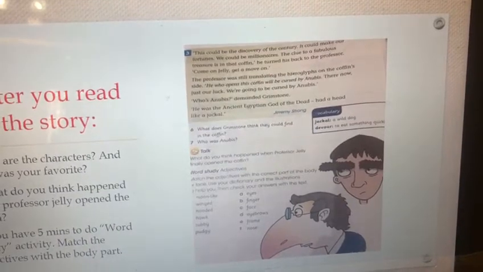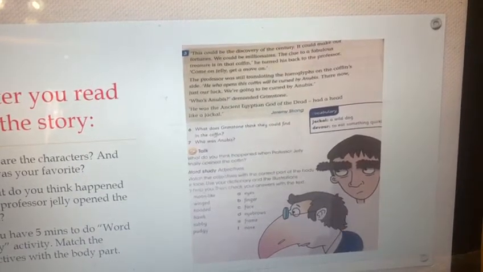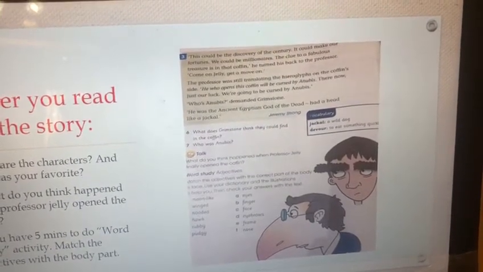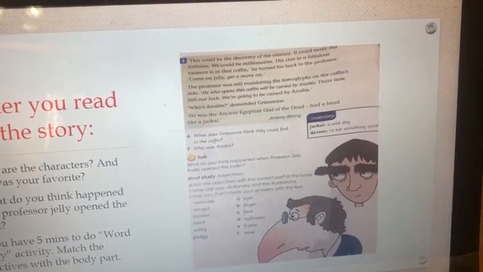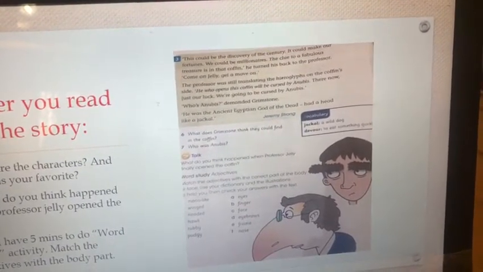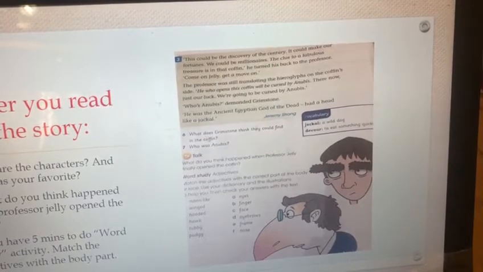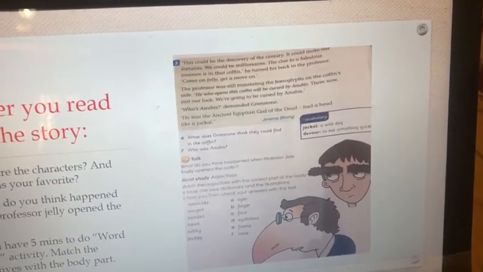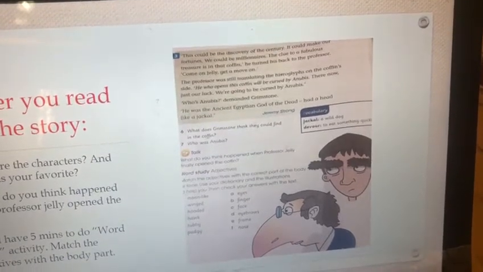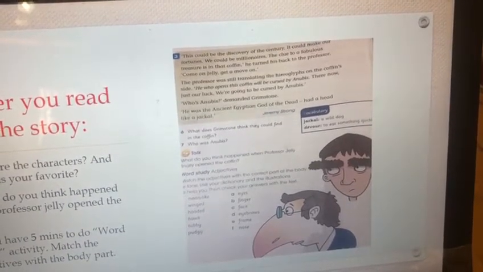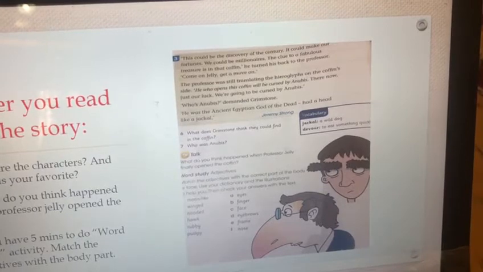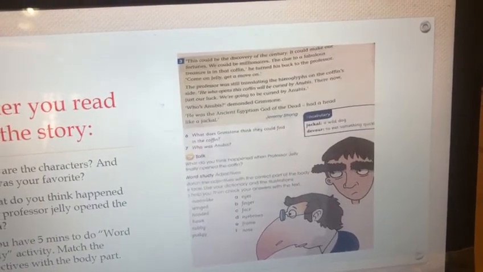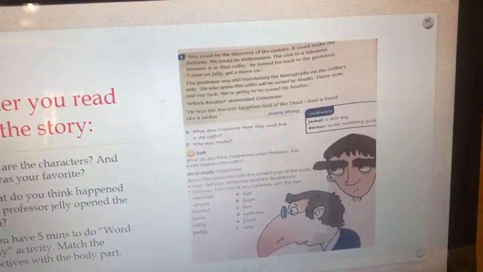The professor was still translating the hieroglyphs on the coffin's side. He who opened this coffin will be cursed by Anubis. There now, just our luck. We're going to be cursed by Anubis. Who's Anubis? Demanded Remston. He was the ancient Egyptian god of the dead. Had a head like a jackal.